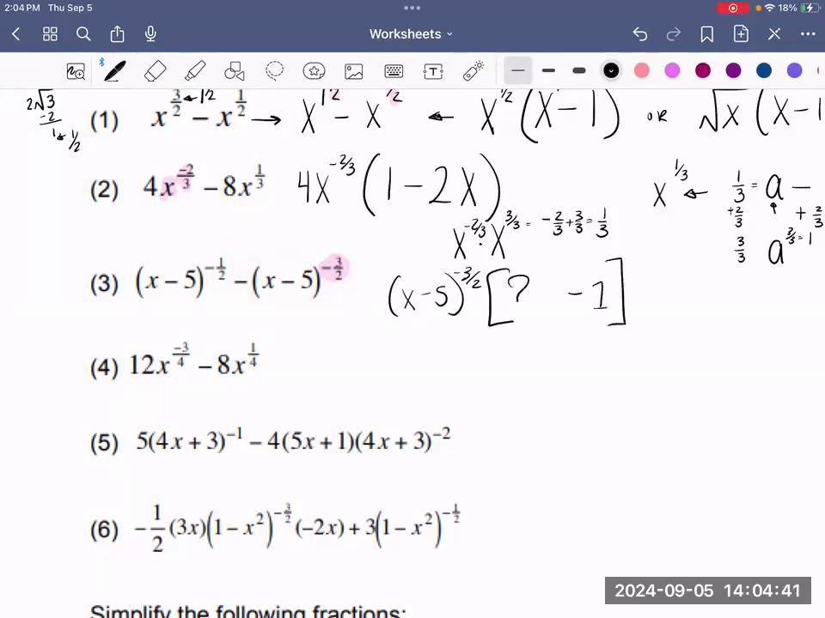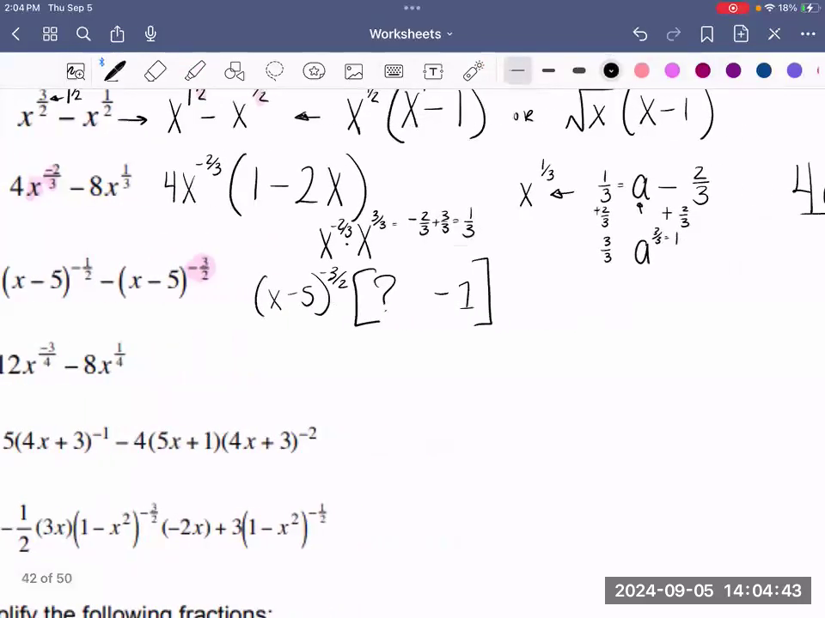And in its place, what is left over? So just like we did with the 1/3, we're going to write negative 1/2 is equal to a, what do we want our new exponent to be? Minus the 3 over 2 that we took out. We can add 3 over 2.